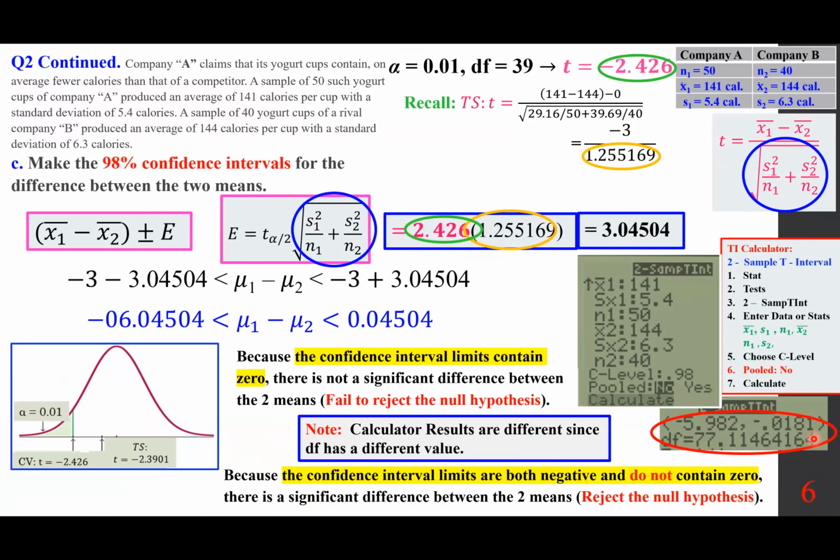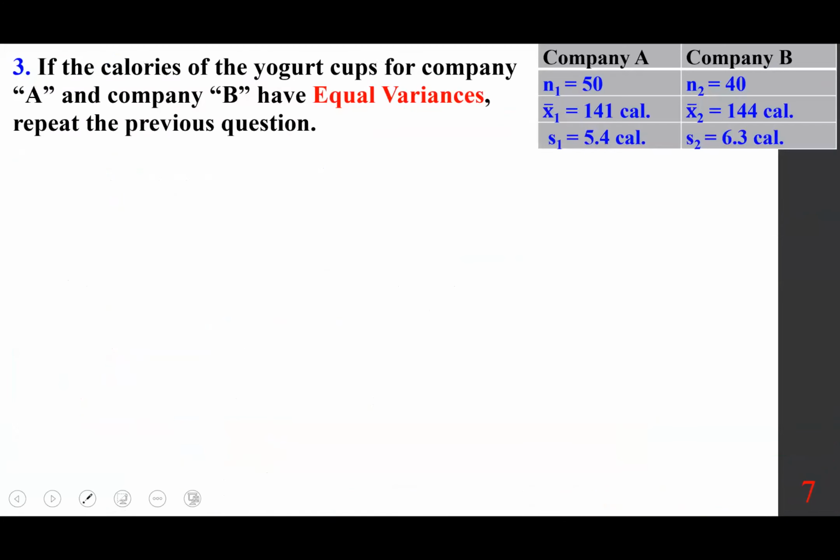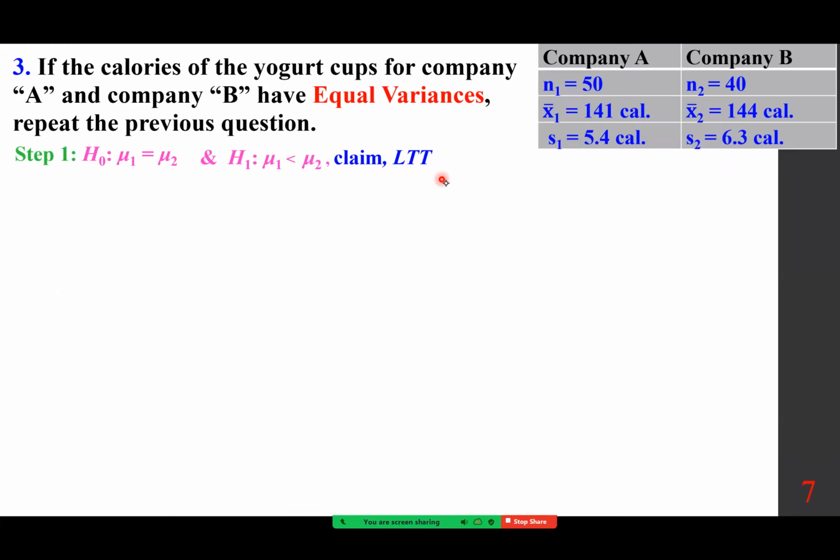So to make some sense out of this, in fact, I'm going to look at the same question and we are going to assume equal variances. In reality, we never do that. Okay, everybody? In reality, we never do that. But just in case, what happens? So I hope you see that the information from the previous question is there, and H0: mu1 equals mu2, H1: mu1 is less than mu2, claim, left tail test. That part is not changing. So what is changing? When we assume equal variances, the test statistic has a different formula, everybody.